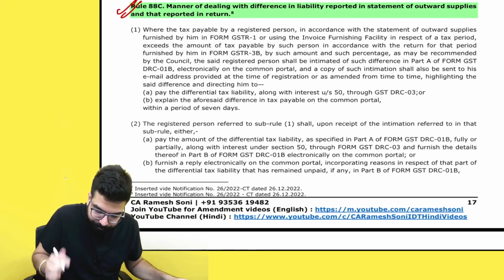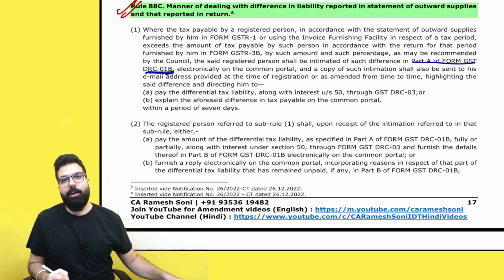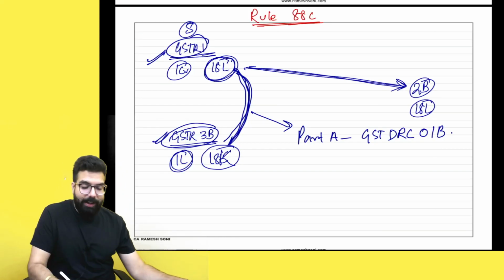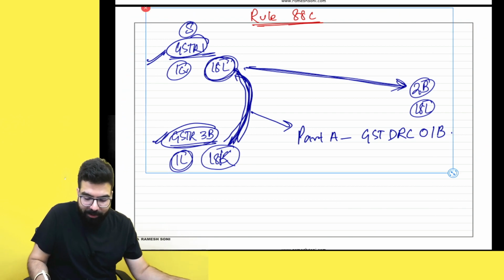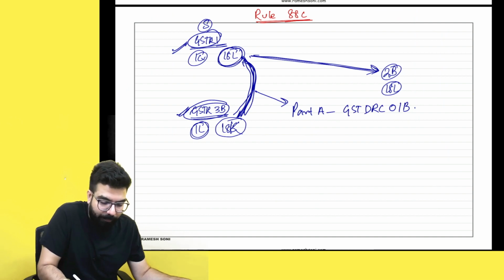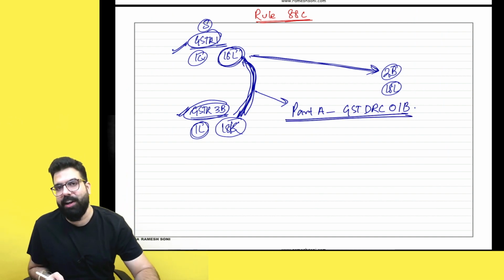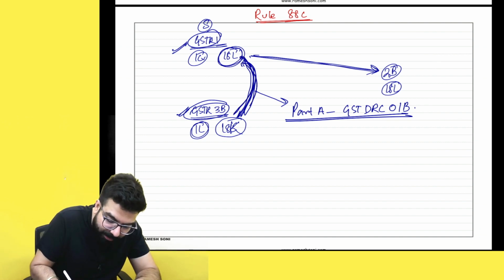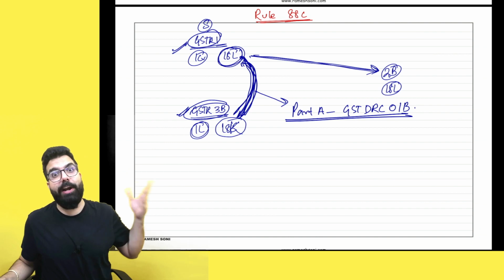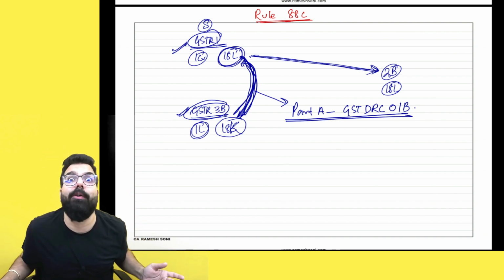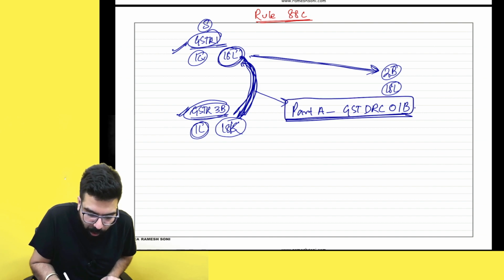Here it is. In Part A of GST DRC 01B, they will send you an intimation saying, sir, there is a difference between your GSTR 1 and GSTR 3B. Why have you created such a difference? Please give an explanation. So you have two options over here. When they give you an intimation in GST DRC 01B that there is a difference in your GSTR 1 and GSTR 3B, for example I showed 18 lakh in my GSTR 1 and in GSTR 3B I paid only 18,000. They are telling us they will give you an intimation.